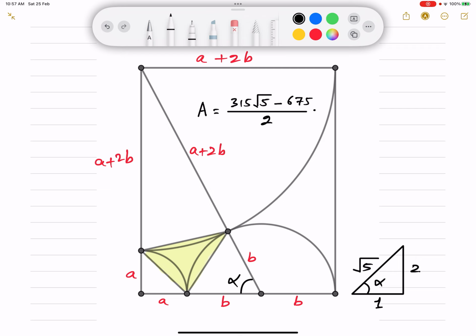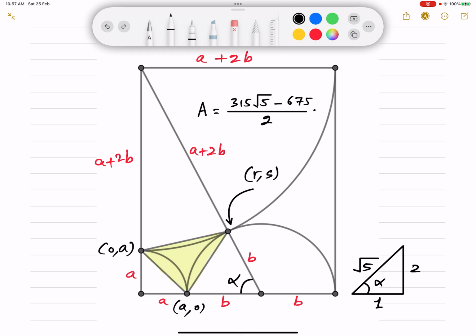Okay, good. Now, the next step is to try to find the coordinates of the yellow triangle here. So this point here is basically (A, 0), and this point here is (0, A). I will assume that this point here, which is unknown to us yet, is (R, S).